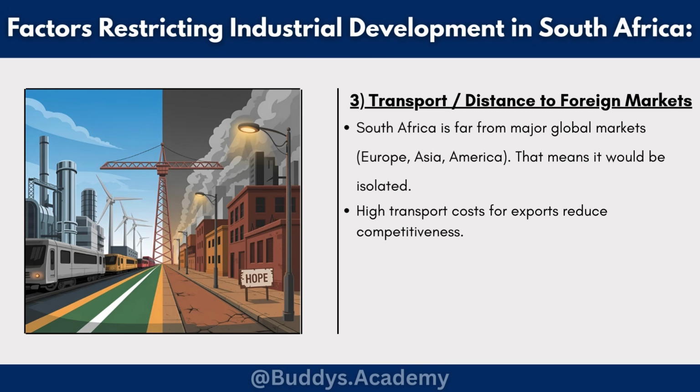The third factor is going to be your transport or your distance to foreign markets. Now remember, South Africa is going to be far from your major global markets, right? When we're talking about your major global markets, we're talking about the markets in Europe, Asia, and America. Now that means that South Africa, because it's going to be isolated, the costs for your exports will make it difficult for your local industries to compete with the industries that are going to be closer to these international markets in Europe, Asia, and America. And you're also going to have your high transport costs for exports, which will also reduce competitiveness.